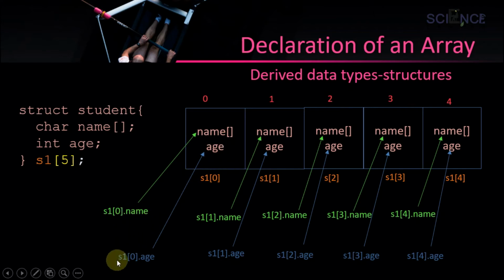Likewise, I can access S10 dot age for my first element's age. Likewise, each and every element's variables I can access, right? So I think you got an idea how to create arrays from structures, right?